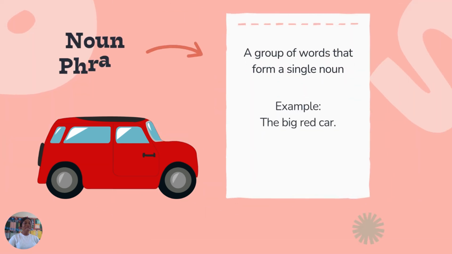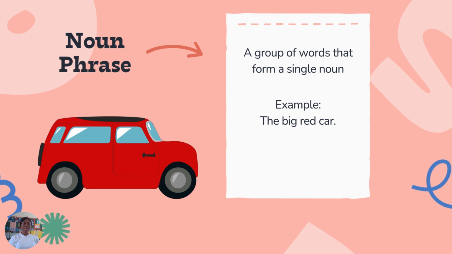So, number one, we have noun phrase. What is a noun phrase? A noun phrase is a group of words that form a single noun. Different words come together, but at the end of the day, they are all just one noun. Example, the big red car, big blue eyes. The big red car, all working together to work as what? A noun. So we're talking about a car and we're trying to describe that the car is big, the car is red in color. Okay, so that is noun phrase.